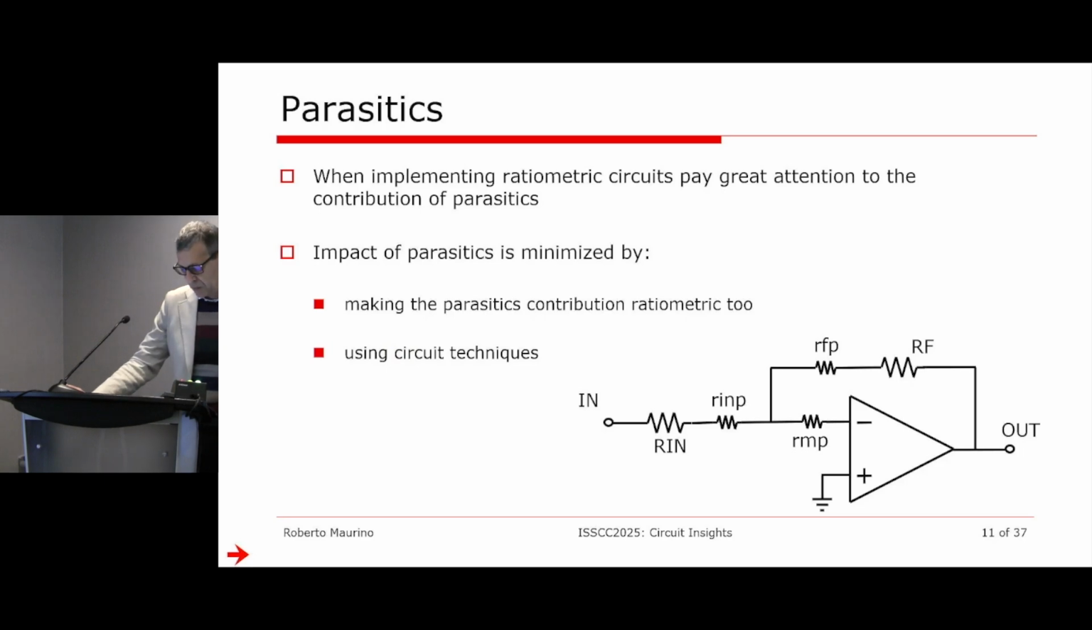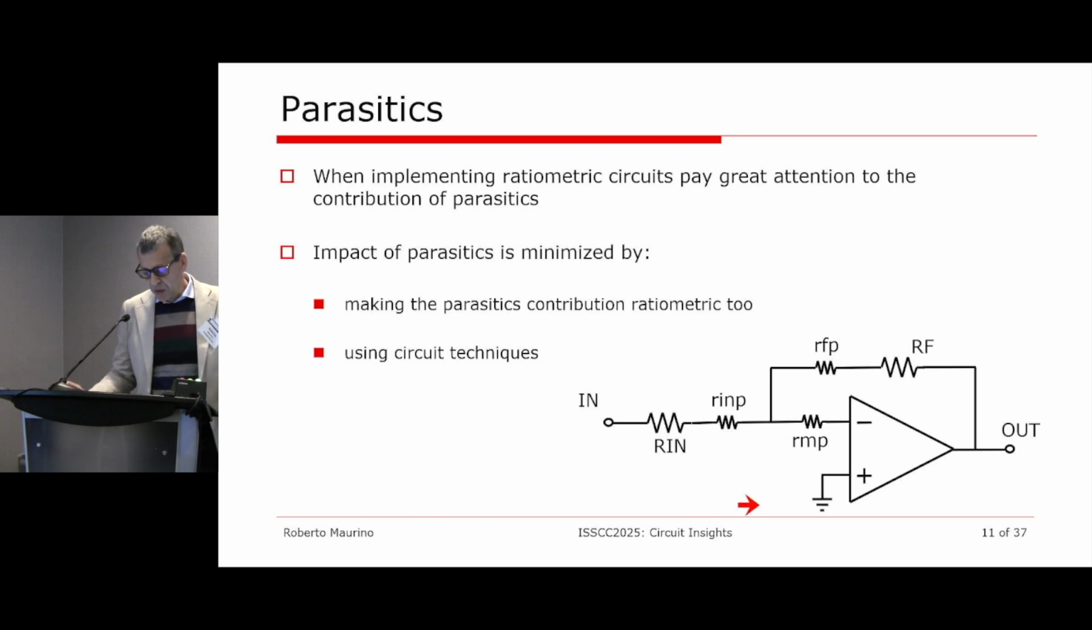So, ratiometric circuits are great. They work very well. You need to pay attention to parasitics. And typically, the way we take care of parasitics is by either making the contribution from the parasitic ratiometric as well, or by using circuit techniques that make the contribution of the parasitic negligible.